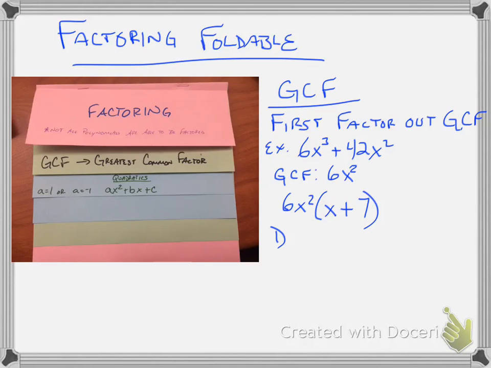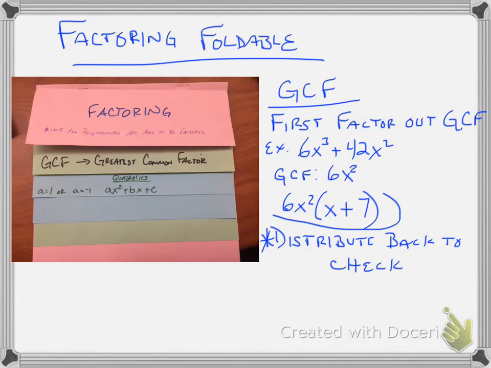Now I can distribute back to check to see if I'm right. If I do 6x squared times x, that becomes 6x cubed. 6x squared times 7, that becomes 42x squared. So that is correct.